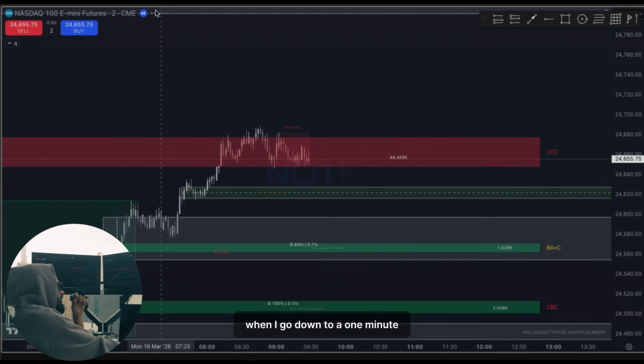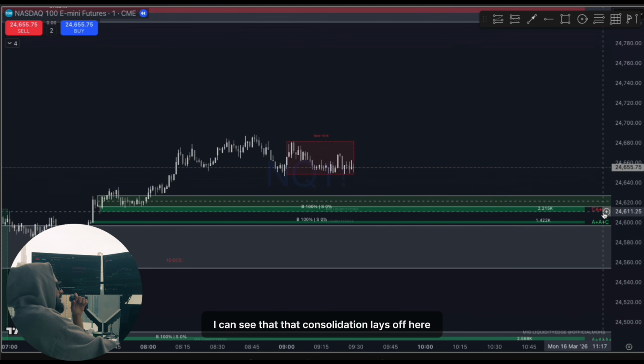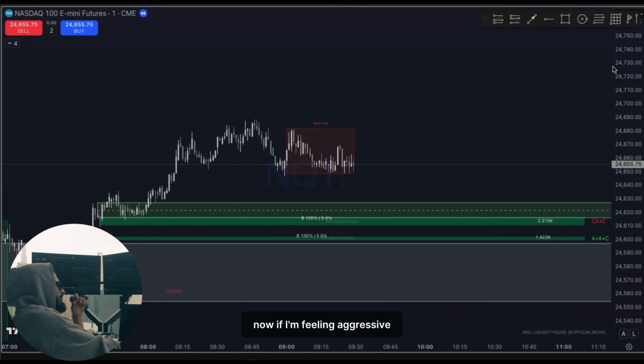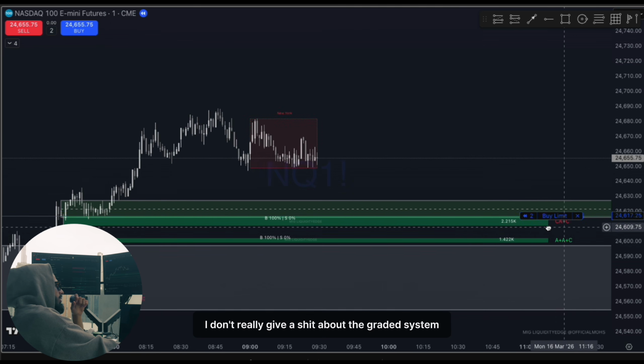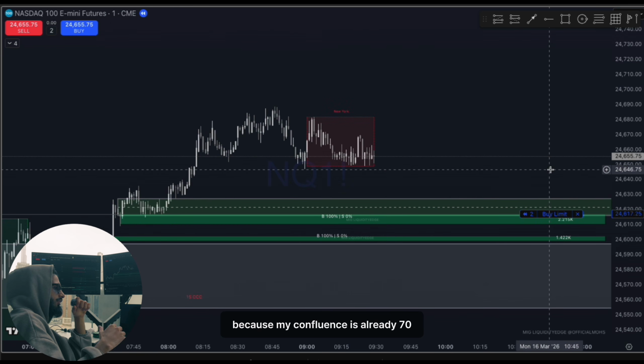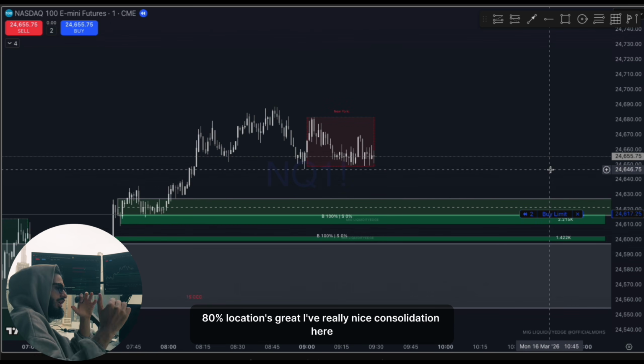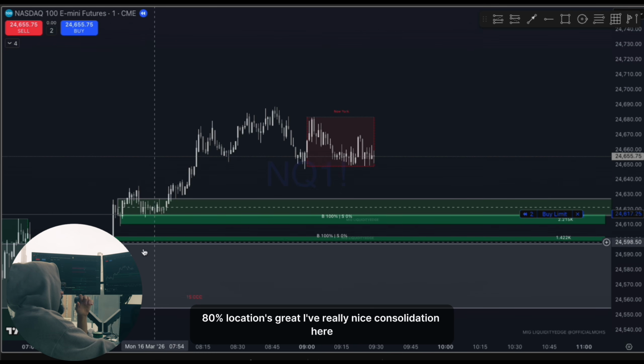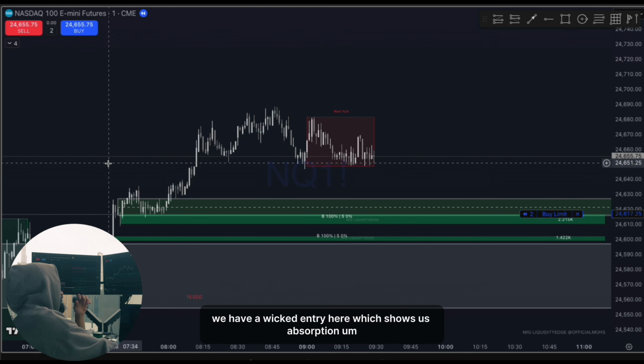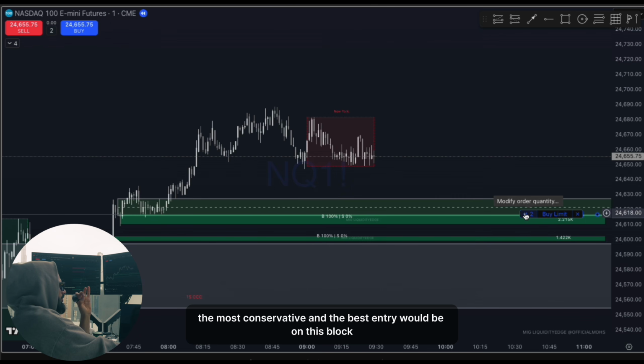Really nice consolidation. When I go down to a 1 minute, I can see that consolidation layers off here. Now, if I'm feeling aggressive, I don't really give a shit about the graded system because my confluence is already 70-80%. Location's great. I have really nice consolidation here. We have a wicked entry here, which shows us absorption. The most conservative and the best entry would be on this block.